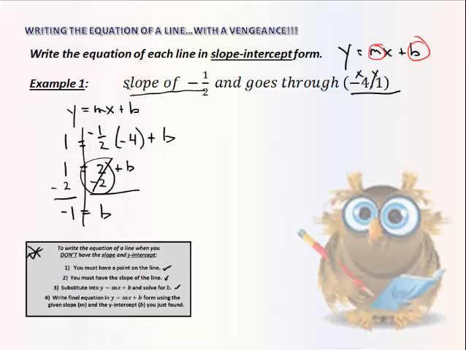So now I have my slope and my y-intercept, so I'm going to do the last step and substitute those in for m and b. So I have y equals negative 1/2 x plus b, where my b is negative 1, so I'll make it minus 1, or you could put plus a negative 1. And there is our equation that represents this situation. Alright, let's move on to example 2.